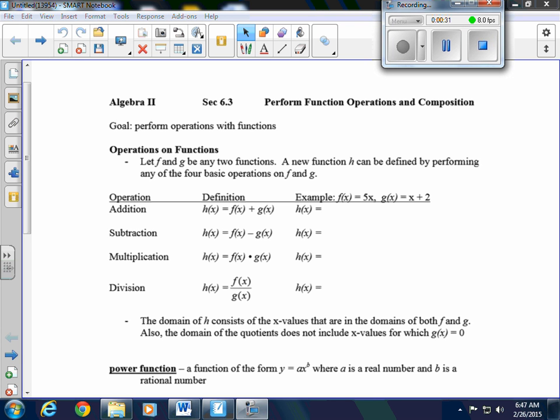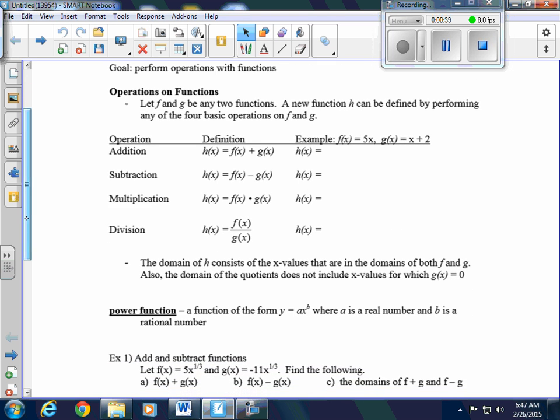Operations of functions. It says let f and g be any two functions. A new function h can be defined by performing any of the four basic operations of f and g. So here we're going to take the functions f of x equals 5x and g of x equals x plus 2. And the first operation we're going to look at is an addition. We're just adding the two. So h of x equals f of x plus g of x.